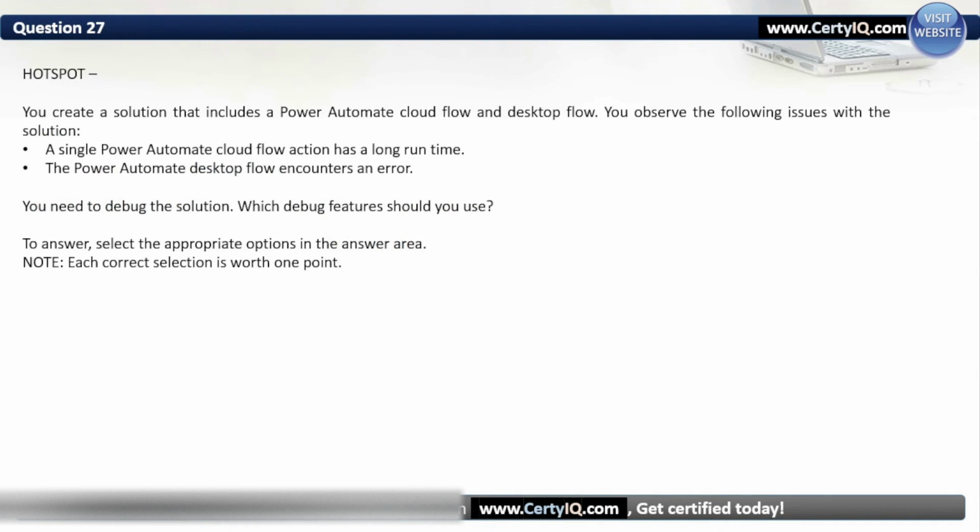Question 27, hotspot. You create a solution that includes a Power Automate cloud flow and desktop flow. You observe the following issues with the solution. A single Power Automate cloud flow action has a long runtime. The Power Automate desktop flow encounters an error. You need to debug the solution. Which debug features should you use? To answer, select the appropriate option in the answer area. Note, each correct selection is worth 1 point.